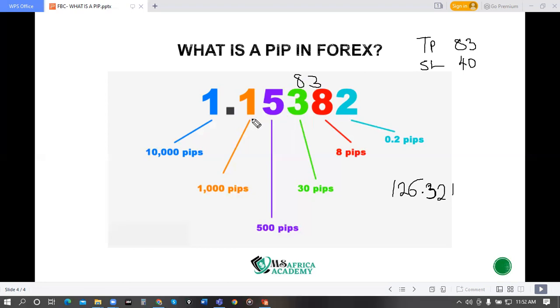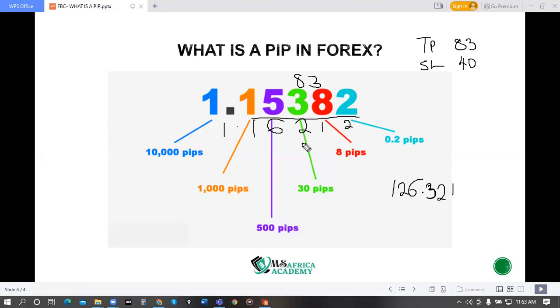What does this become? So we have our 2 still. We have 3 plus 8, we have 11. So we take 1 and add it to this, becomes 9. 9 plus 3, we have 12. So this becomes 2. And this goes to 6. So we have 1.16212. That's the place at which you're going to take your profit.